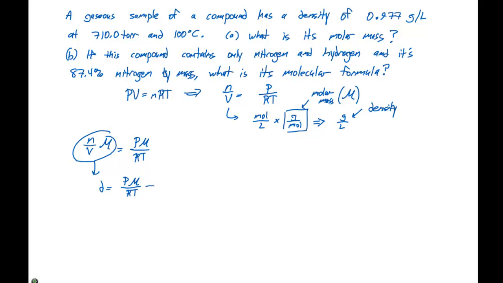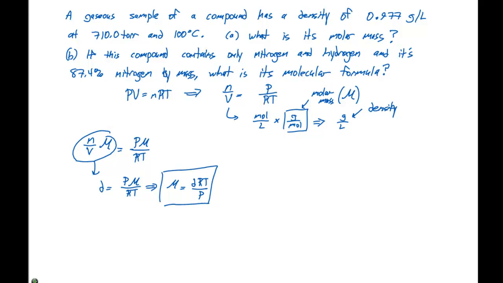If we rearrange this equation, we get that the molar mass is equal to the density times R times T divided by P. And this derivation gives us a formula that is very useful in solving a lot of the problems that we're going to come into contact with.